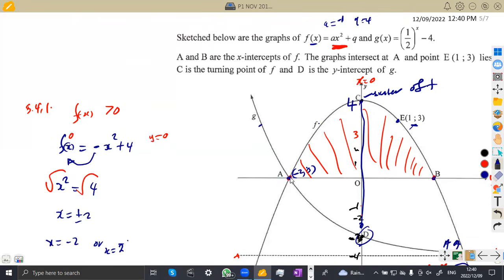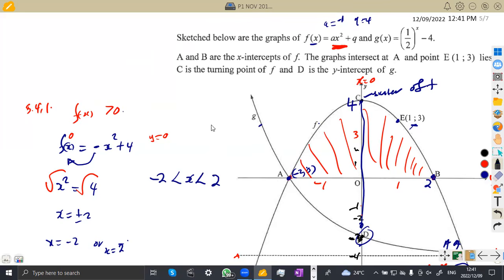The minus 2 is the one that we have at A, which means at B here, we've got a positive 2. So the question is, for which values is f of x greater than 0? We are referring to the values of x from minus 2: minus 2, minus 1, 0, 1. These values are greater than negative 2, but less than positive 2.